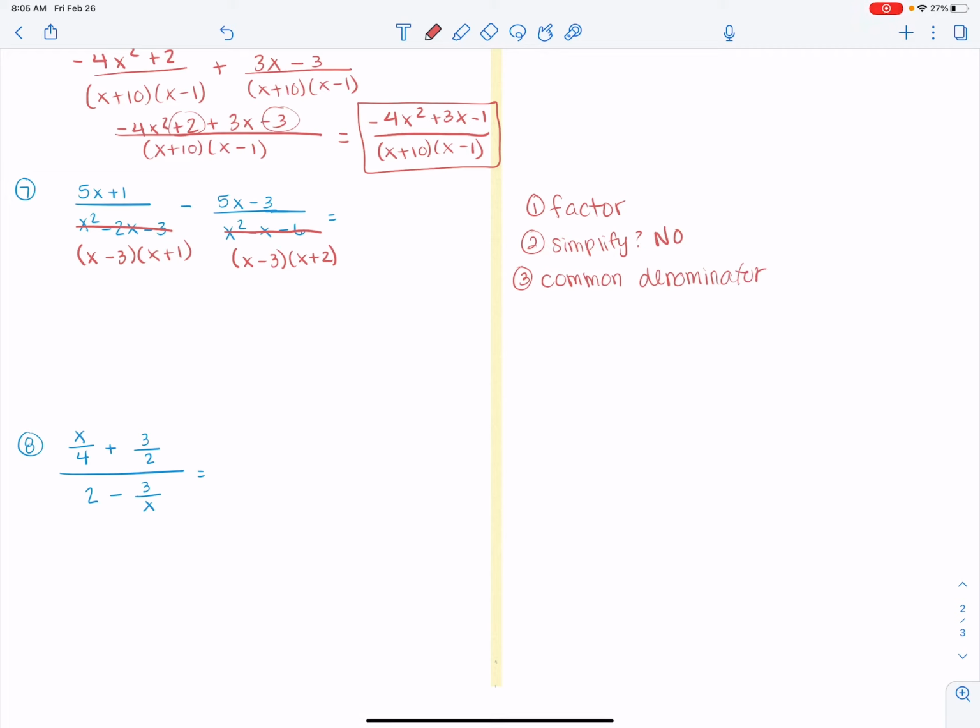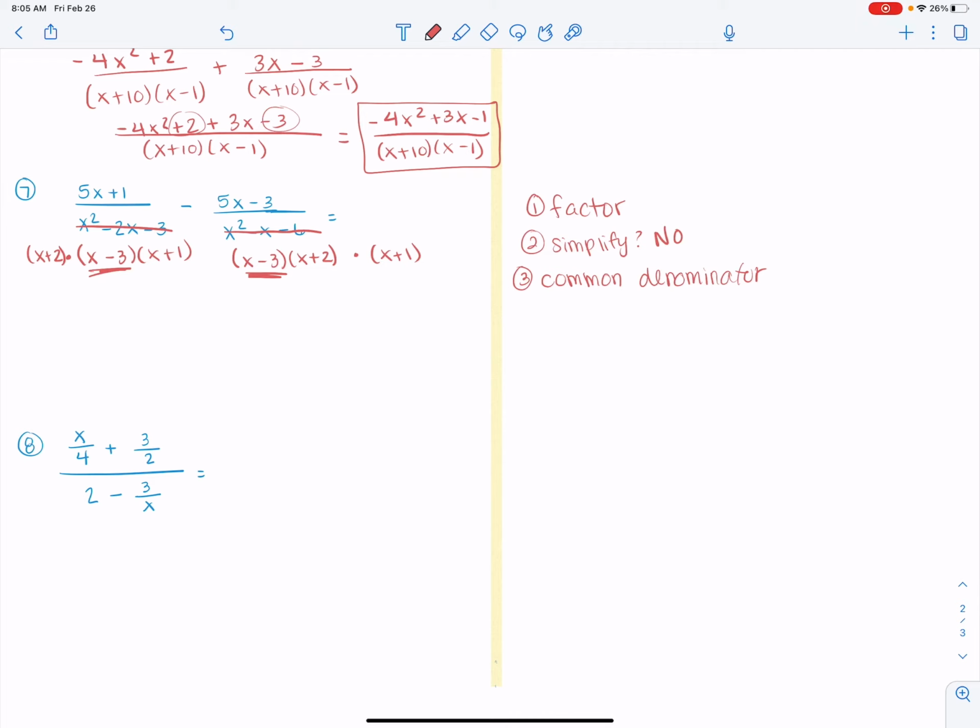Well, if I look, they both share an x minus 3. But the first one is being multiplied by x plus 1, and the second one is being multiplied by x plus 2. So really I have three factors happening: x minus 3, x plus 1, and x plus 2. I need the denominator to have all three of those factors. So I'm going to multiply this one by x plus 2, and I'm going to multiply this one by x plus 1. And if I do that, now they both have all three parts.